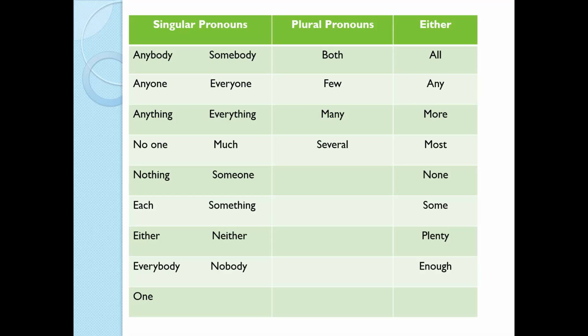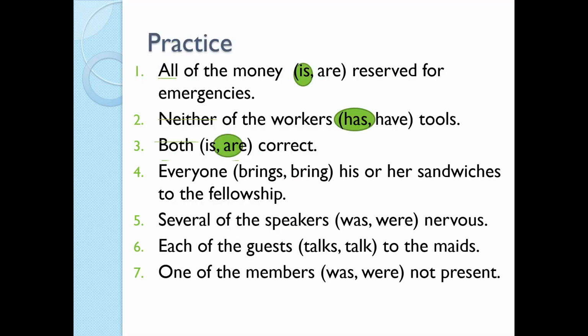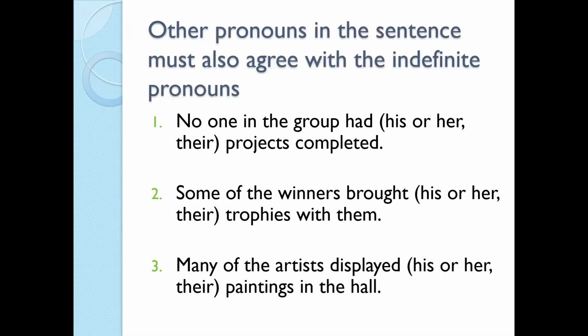If it's either, then you get to look into the prepositional phrase, only if it's either. Other pronouns in the sentence also have to agree with the indefinite pronoun. No one in the group had his or her or their projects completed. Well, what's my subject? My subject is no one. No one is singular. So later on, the pronouns that refer back to that have to be singular, his or her.